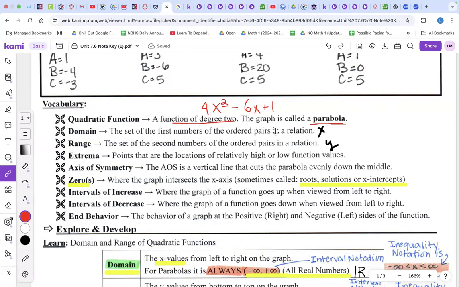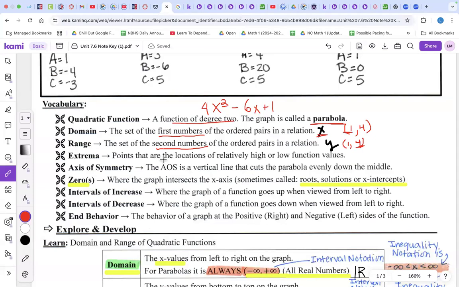Domain, the set of first numbers, and we know the first number is our x in our set of coordinates. So if we had (1, 4), then we know the domain would be the 1. Our range is the set of second numbers of the ordered pair. I need you to underline that on your paper. Make sure you underline the first number, and of course, that is going to be 1 and 4. But your range is going to be the 4 this time. It's the 4 where your domain was the 1.